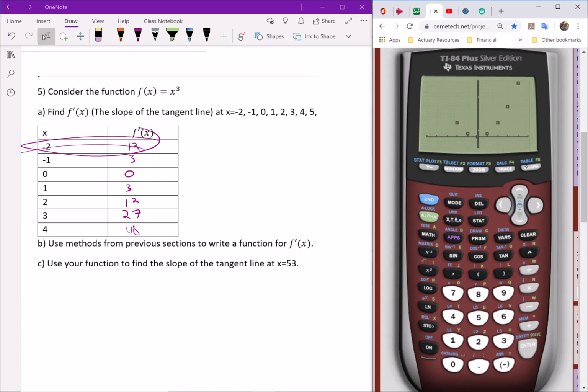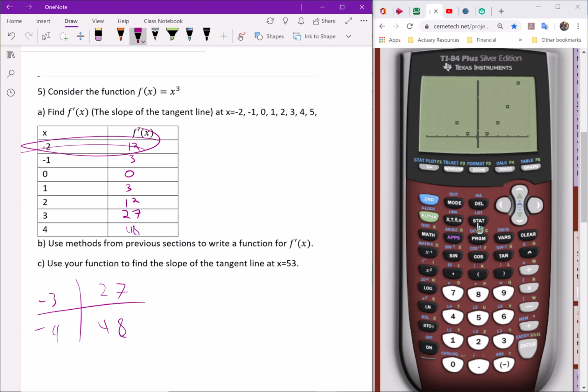Like you could plug in -3, and when you plug in -3, you're going to get 27. And you could plug in -4, you're going to get 48. And then maybe that helps you see that this looks like a quadratic function, right?